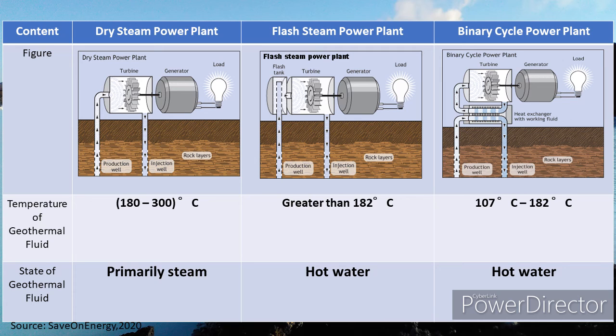The temperature of the geothermal fluid for the dry steam power plant is between 180 to 300 degrees Celsius. For a flash steam power plant, the temperature of the geothermal fluid is required to be greater than 182 degrees Celsius. The binary cycle power plant is between 107 to 182 degrees Celsius. The state of geothermal fluid for the dry steam power plant is hot steam, while for flash steam and binary cycle power plants it is hot water.